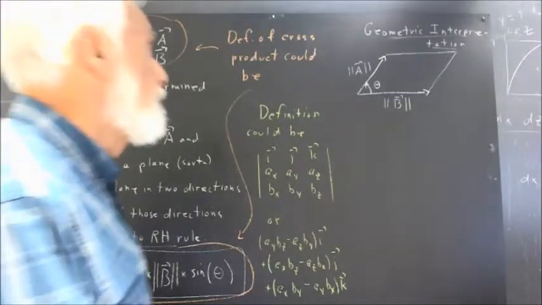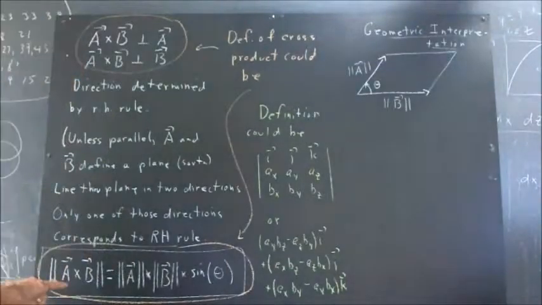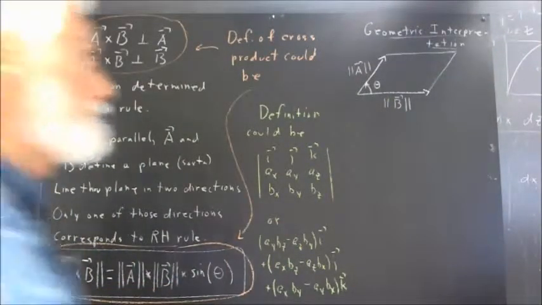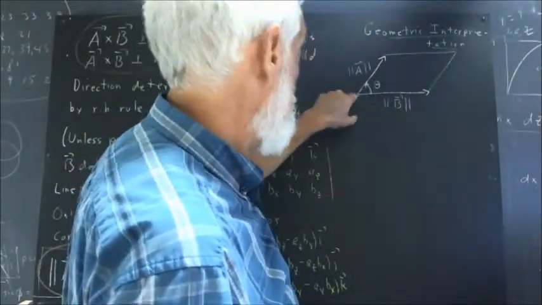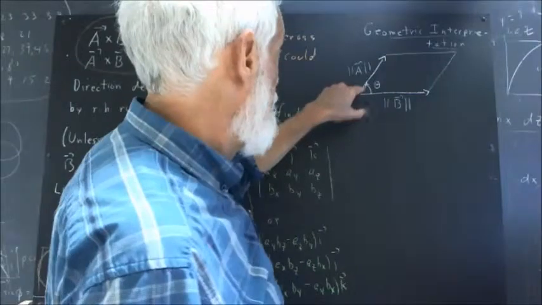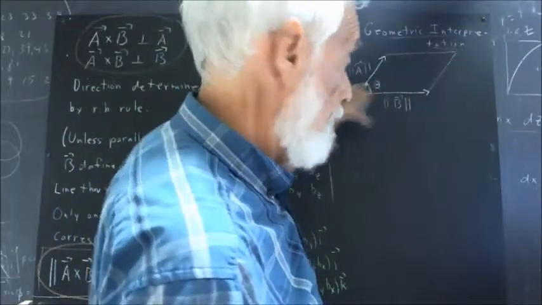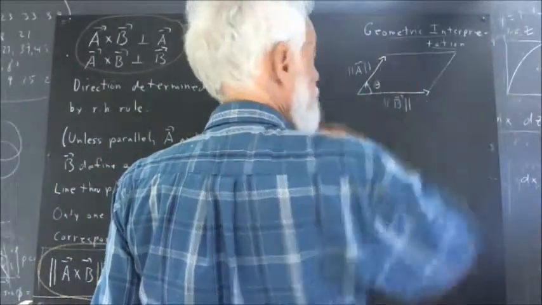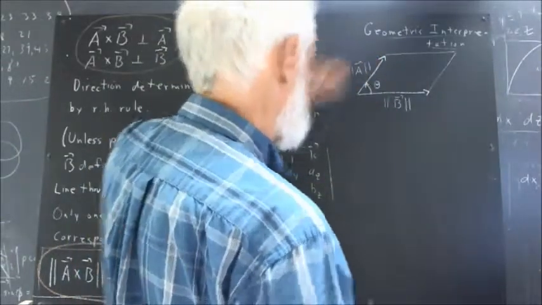There's a simple geometric interpretation to the magnitude of the cross product, which again is magnitude of A times magnitude of B times sine theta. If we put the vector A here and the vector B here emanating from a common point, then we can complete a parallelogram whose sides are parallel to the A and B vectors. Now, of course, theta is the angle between the vectors.